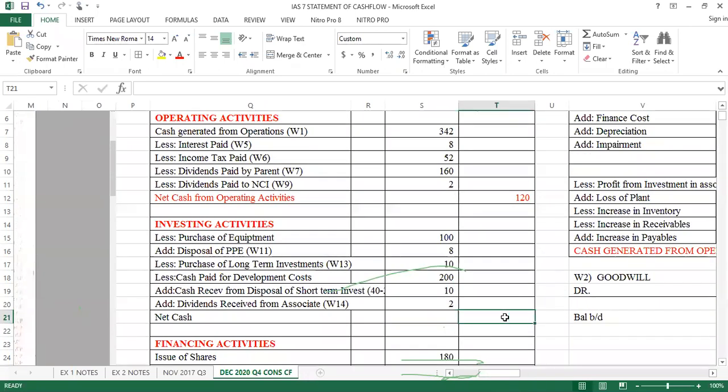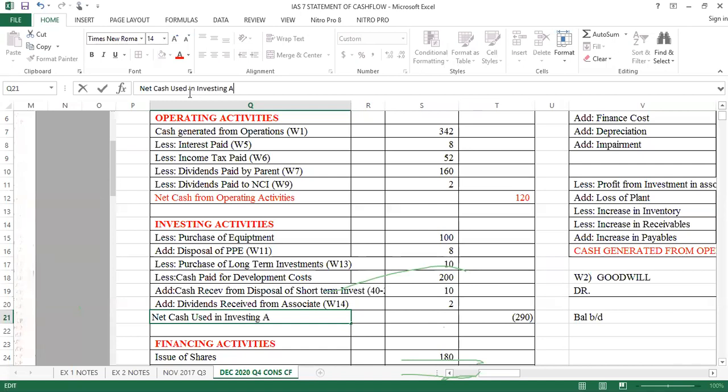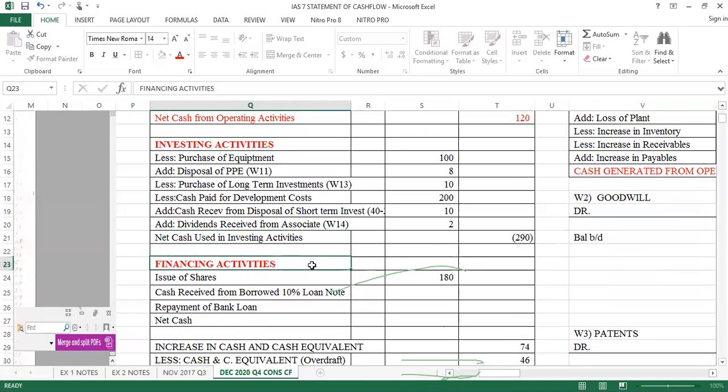So let's find the net cash. Net cash, remember this is a negative, is minus 100 plus 8 minus 10 minus 200 plus 10 plus 2. What do we get? Minus 290. So net cash used in investing activities is that.